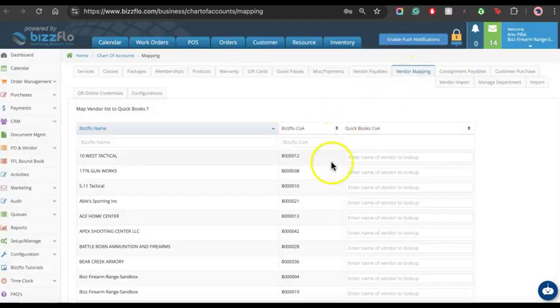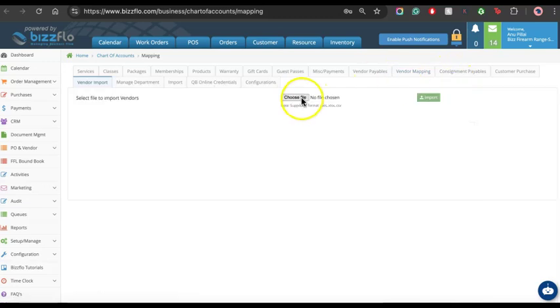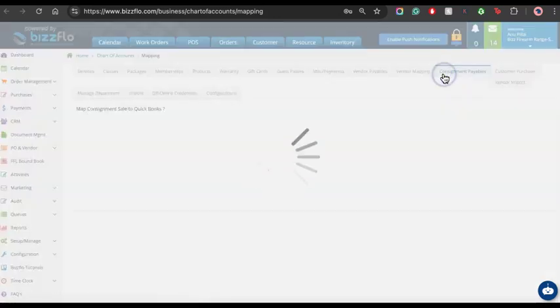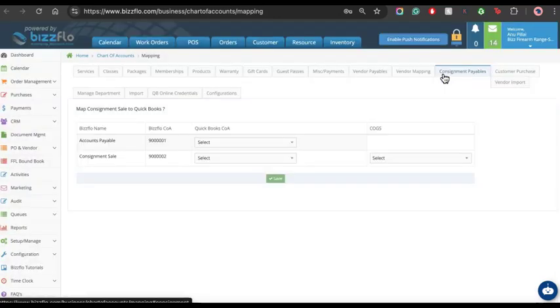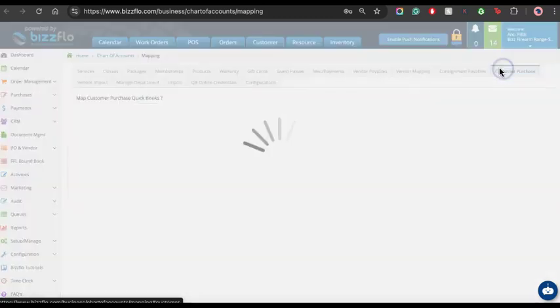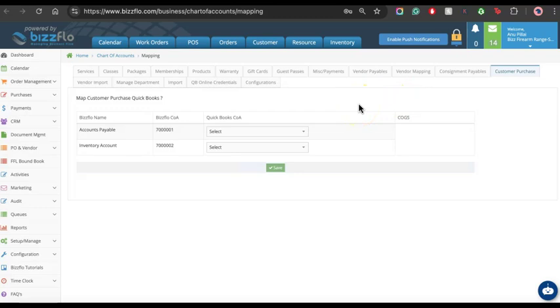Vendors in BizFlow must match their QuickBooks counterparts exactly. If necessary, an import file of vendor names can be used for mapping. Consignment payables. Consignment sales should be mapped to cost of goods sold. Customer purchases. Direct purchases of goods, firearms, ammunition, etc., should be categorized under accounts payable and mapped to QuickBooks. Inventory updates. Product purchases should update the inventory asset account.